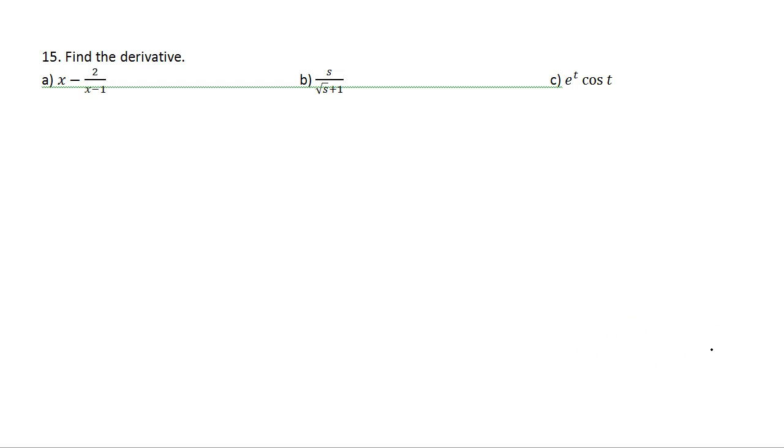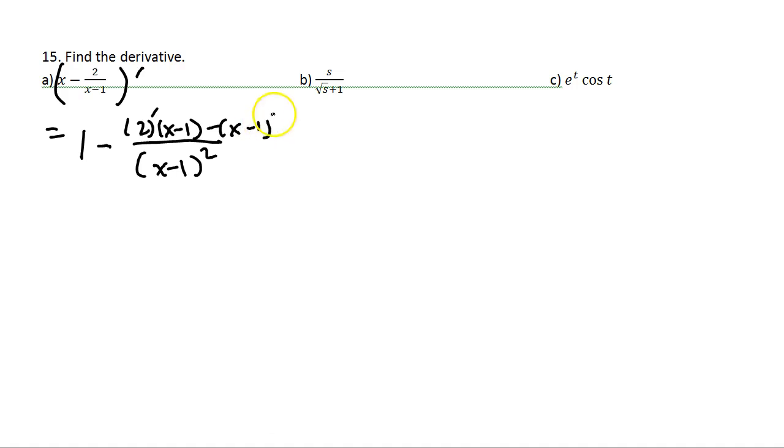Find the derivative. Okay, we have a bunch of derivative problems. So if I differentiate this, x differentiates to 1, and for this one we need to use the quotient rule. Differentiate the top times the bottom minus differentiate the bottom times the top, and that's 1 minus, because the derivative of constant is 0, that goes away. Minus minus is plus, and x minus 1 differentiates to 1, so 1 times 2 is what you have. That's what you have on the top.